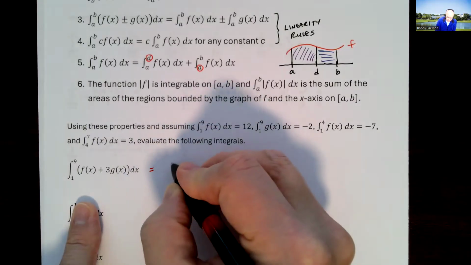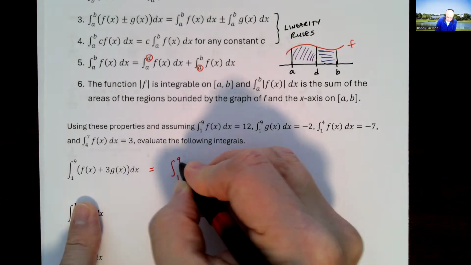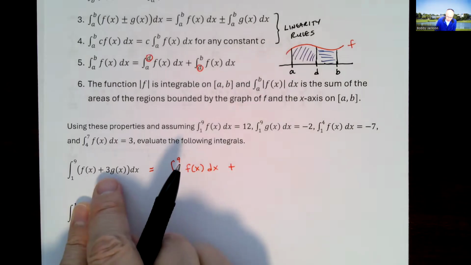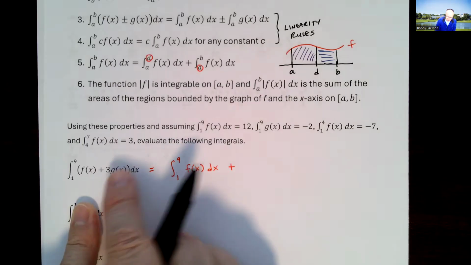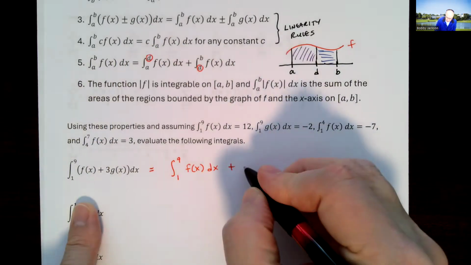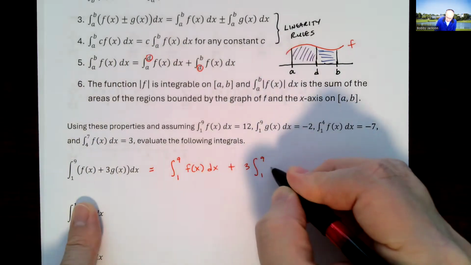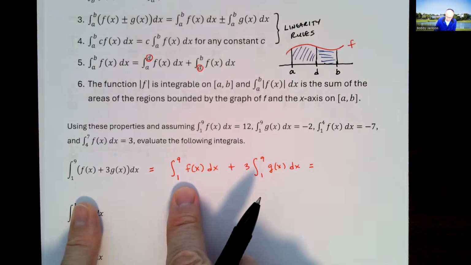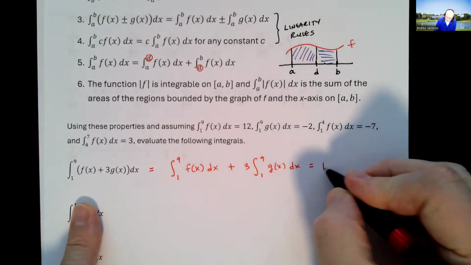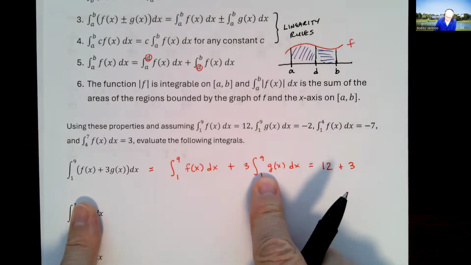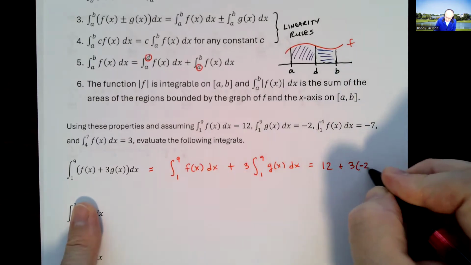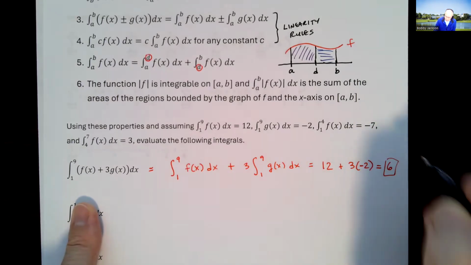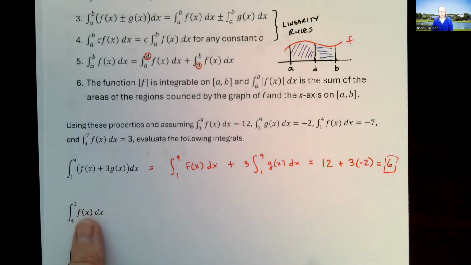So this becomes the definite integral from 1 to 9 of f of x plus, well, the integral from 1 to 9 of 3 times g of x dx, but that 3 is a constant multiple, and I can pull it outside, so plus 3 times the integral from 1 to 9 g of x dx. And now we know what's the integral from 1 to 9 of f of x dx? That's 12. Plus 3 times the integral from 1 to 9 g of x dx, that is -2. 12 plus a -6 is 6. Okay, so that illustrates the linearity rules for definite integrals.